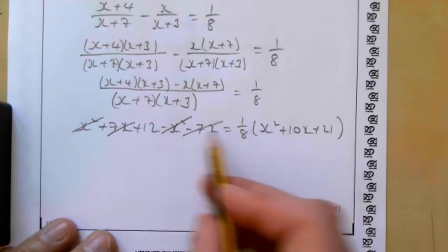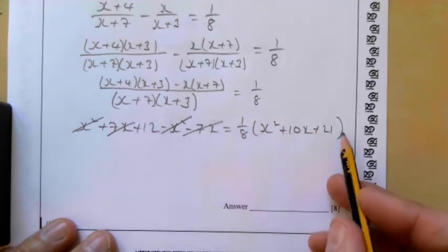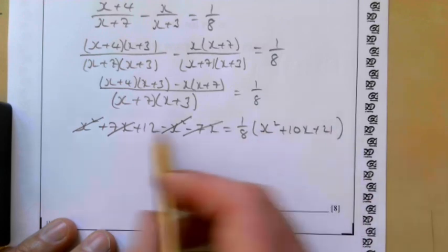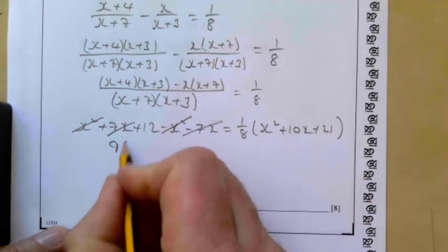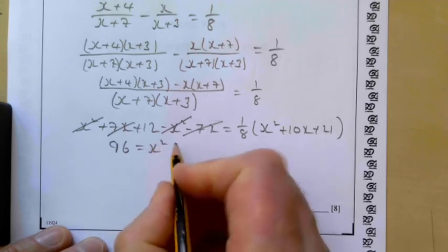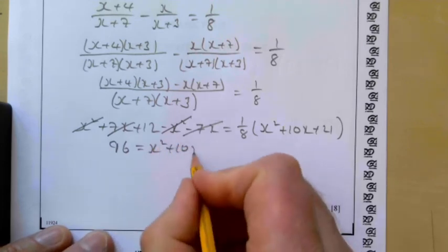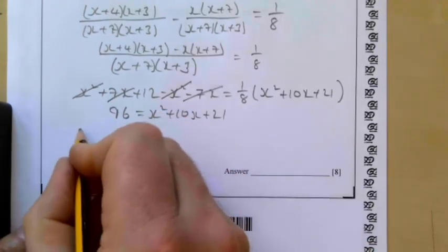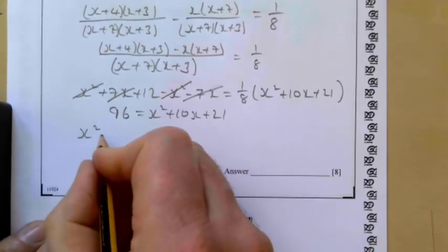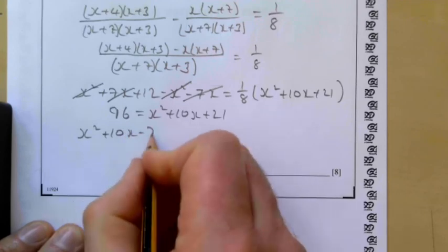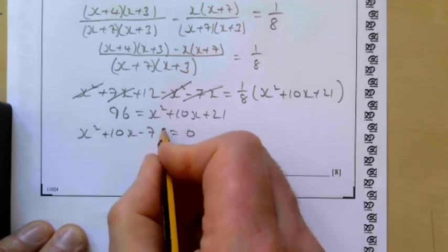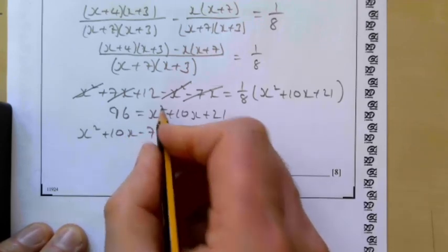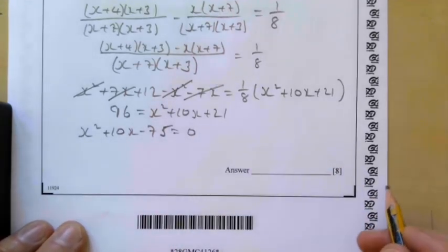How do I get rid of the fraction? If I multiply both sides of this by 8, I'm left with this on the right hand side, and I'm left with 96. So 96 equals x squared plus 10x plus 21. Rearranging gives me x squared plus 10x minus 75 equals 0. That's how we solve a quadratic equation. We get everything to one side and then 0 to the other.